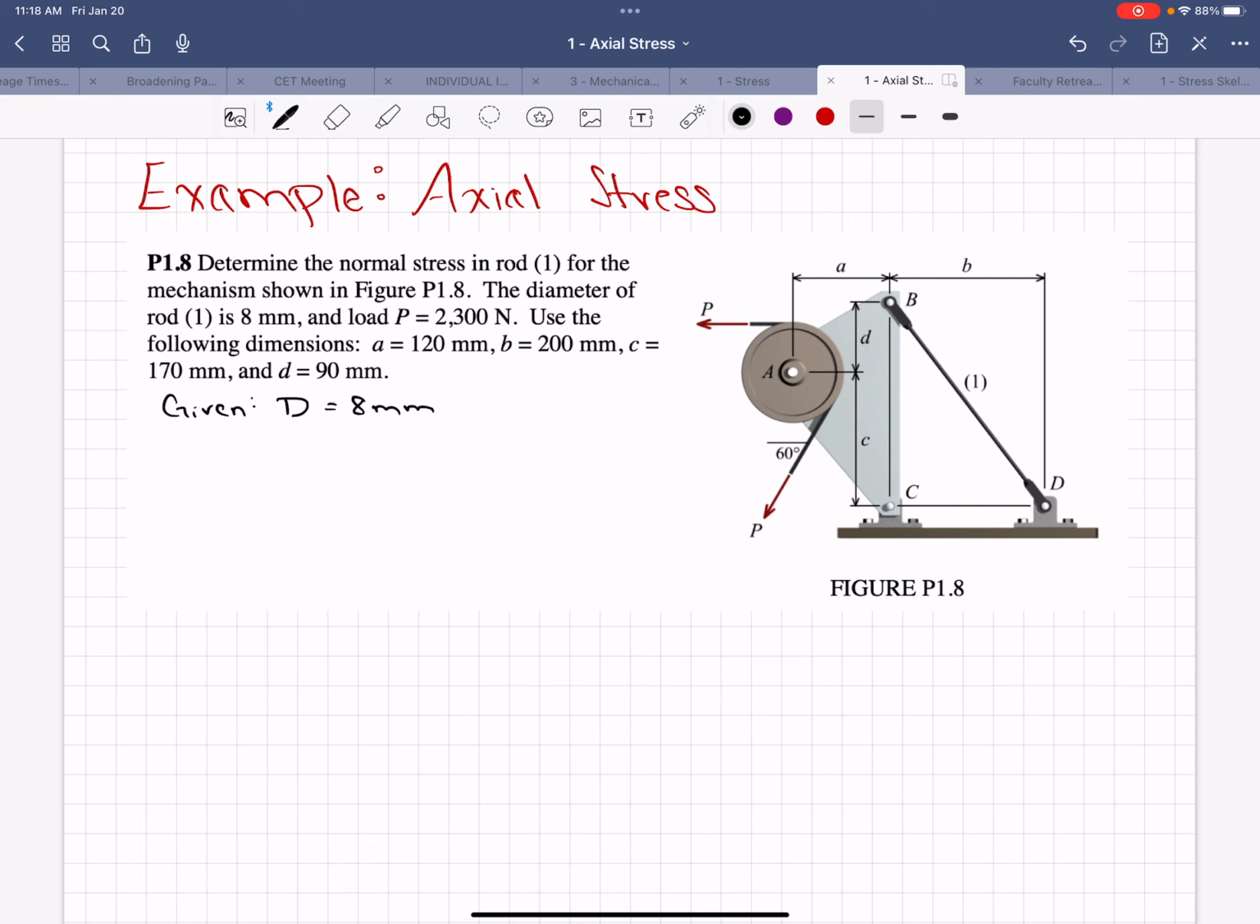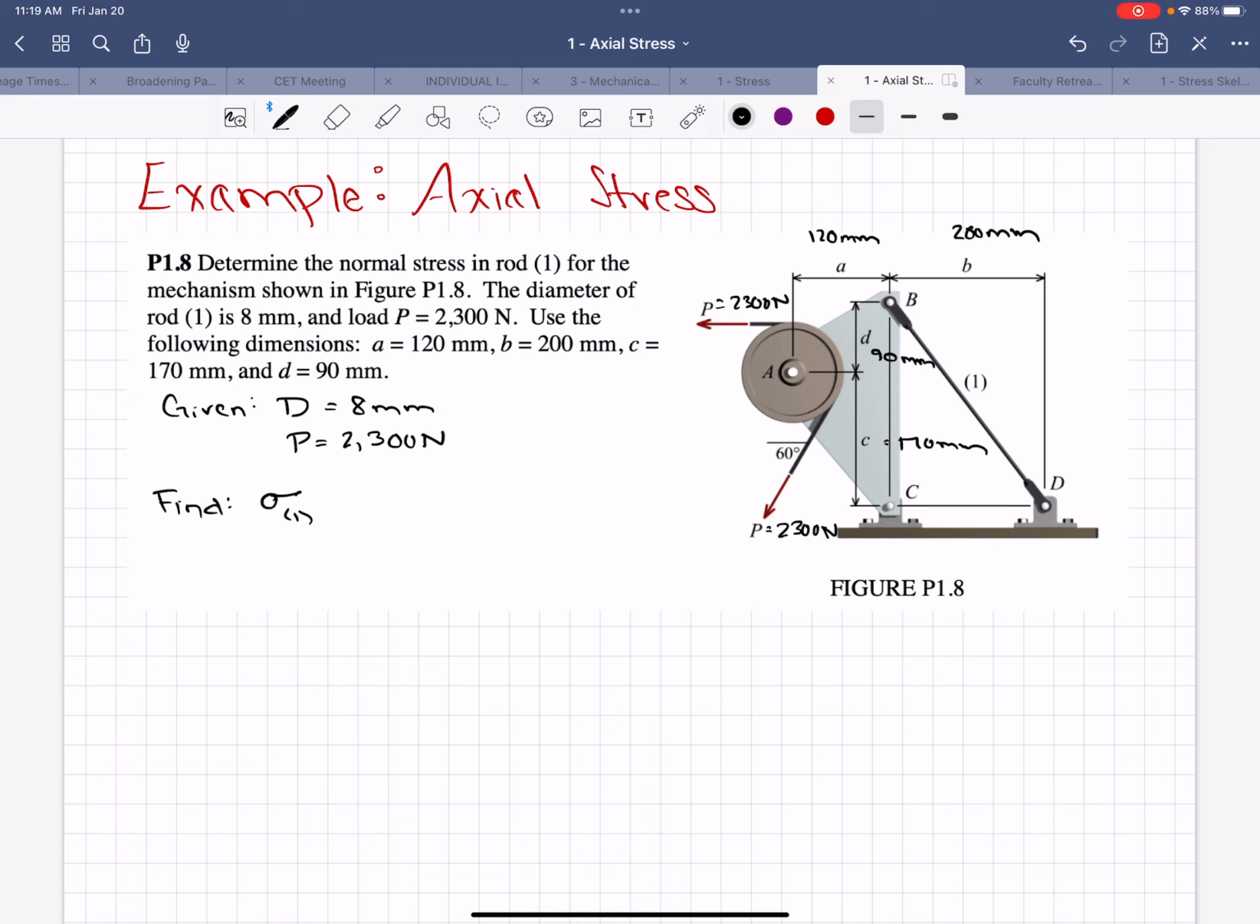We need to know that because stress is force over area, so we'll use that diameter to calculate the area. We know that load P is 2,300 newtons. It acts in both of these directions. And then we're given the dimensions: A is 120 millimeters, B is 200 millimeters, C is 170 millimeters, and D is 90 millimeters. Like I said, we're going to find the normal stress, that's sigma in bar 1.